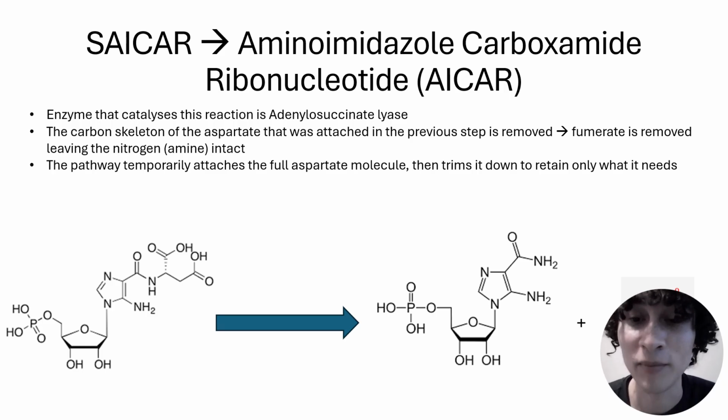this isn't a part of the PAICS bifunctional protein complex. This is its own enzyme that's working separately, and it's removing that fumarate skeleton, if you like. And as you know, with aspartate, when you remove that amine group, you get fumarate. So we only wanted aspartate as that amine donor. So once that fumarate skeleton's gone, we just have that amine group intact, and we get our aminoimidazole carboxamide ribonucleotide.